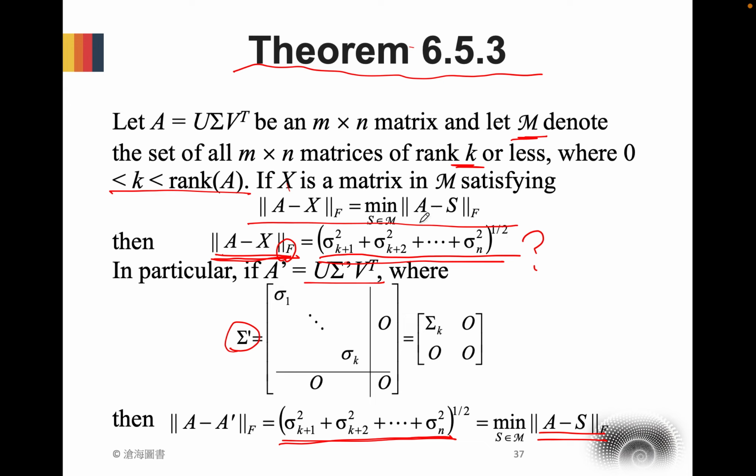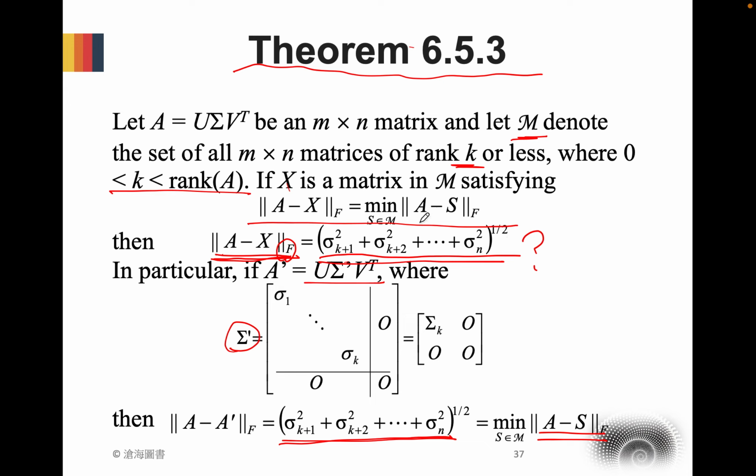We can truncate, for example, sigma n into 0. And again, we can truncate sigma n minus 1 into 0 again. And then we can get A double prime. So it becomes sigma 1 u1 v1 transpose up to sigma n minus 2 u n minus 2 and so on. This would be of rank n minus 2, but it is closest to the matrix A in the case of rank n minus 2.